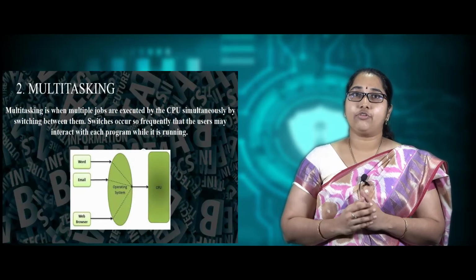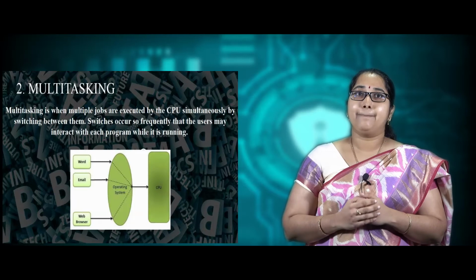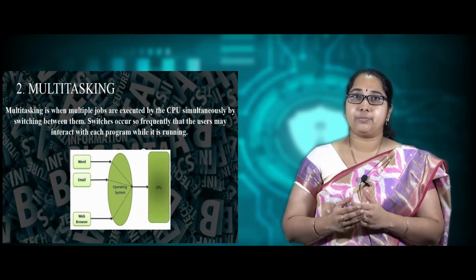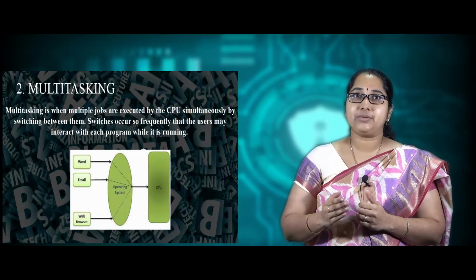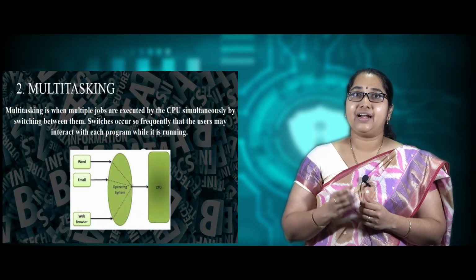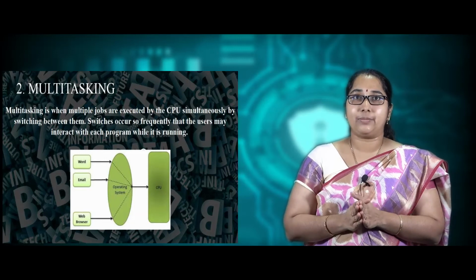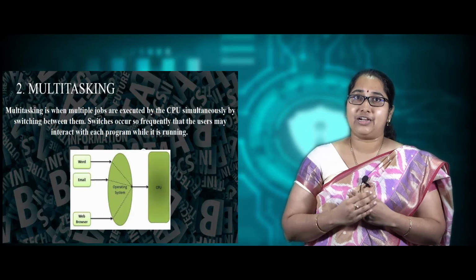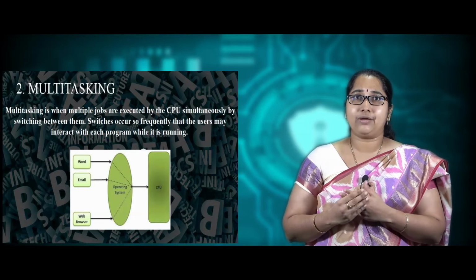The next property of operating system is multitasking. Multitasking is the process when multiple jobs are performed by the CPU simultaneously while switching between them. The switching is so fast that a user can interact with each program while the program is running. One of the examples of multitasking is what we do in our day-to-day life with our laptop or our system.